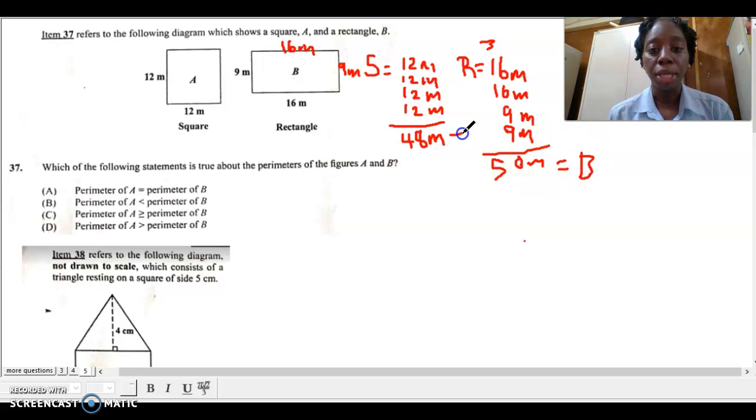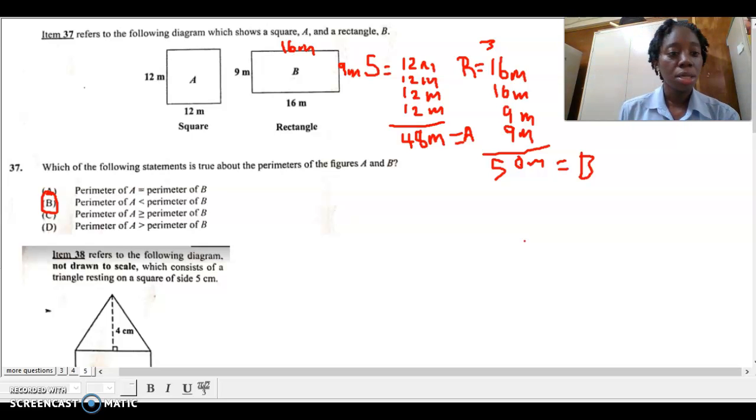The perimeter of A is 48 meters. So let's see which one of our conditions is correct. A is not equal to B. A is definitely less than B, so B is our answer.